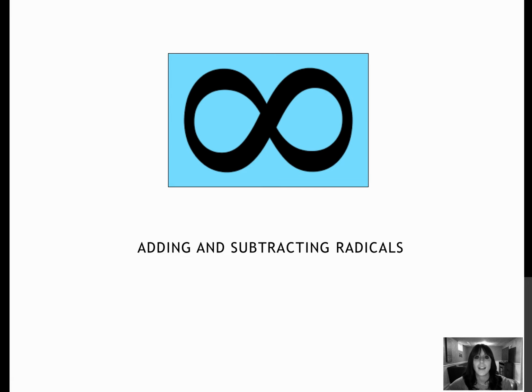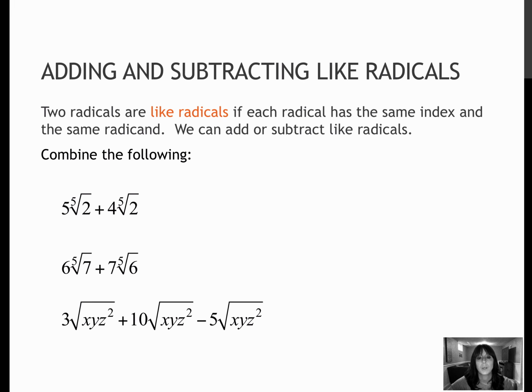This lesson is on adding and subtracting radicals. When you add and subtract radicals, just as you do with values that have variables, you need to have like terms. So just as I might have something like 6x plus 4x, I can add together because they both have the same x, that would be 10x.